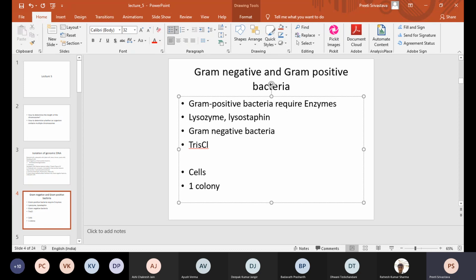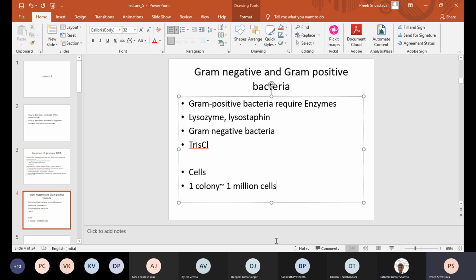And class, one single colony contains how many cells? One single colony on a Petri plate. Oh, you people have done microbiology labs or no? No, ma'am. Oh, acha. But can you imagine a colony or no? Difficult to imagine. I guess we can imagine. We can imagine, but I don't know the number. It contains 1 million cells, right?